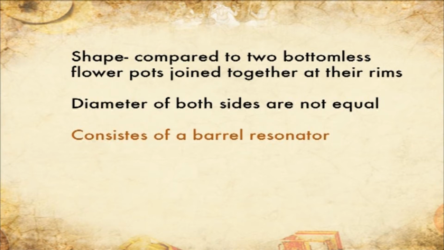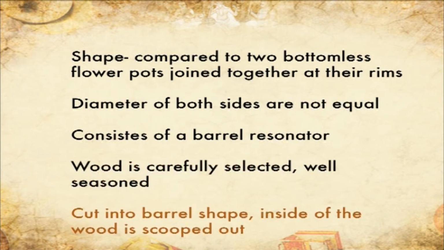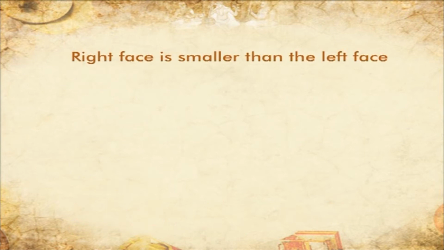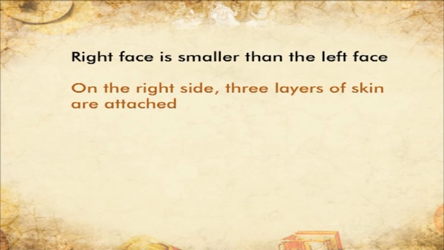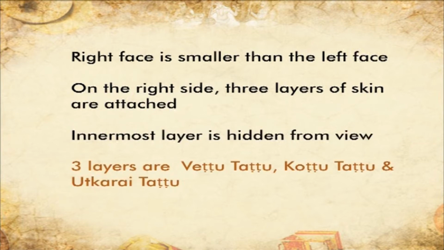Mridangam consists of a barrel resonator. The wood is carefully selected and well seasoned. It is then cut into barrel shape and the inside of the wood is scooped out. The right face of the mridangam is smaller than the left face. On the right side of the mridangam, 3 layers of skin are attached. The innermost layer is hidden from view. The 3 layers are called vettu tattu, kottu tattu and utkarai tattu.